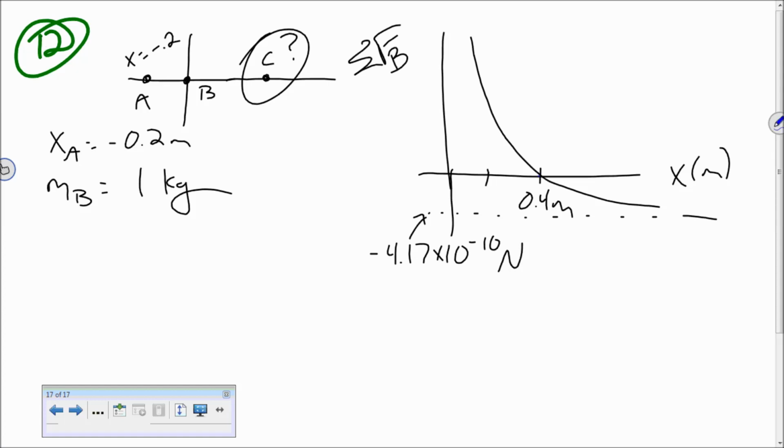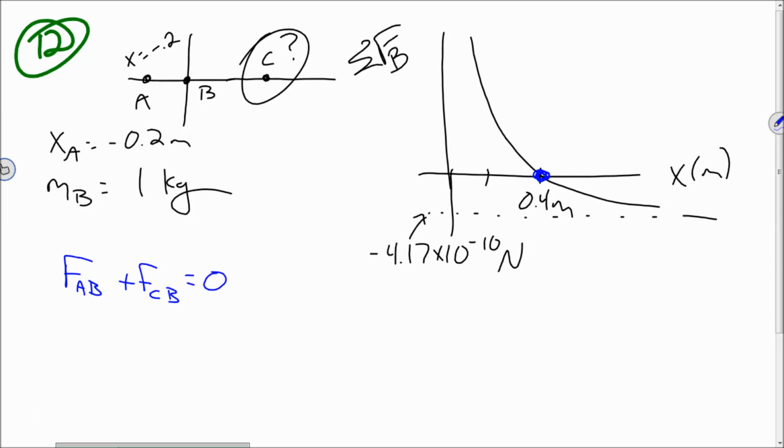But I see 2 points that I feel like should help me. I feel like this point right here ought to be helpful. What's that point telling me? Good. It's telling me that the net force when your position is 0.4 is 0, right? So that means that blue point is telling me that if I calculate the force of gravity between A and B and the force of gravity between C and B at x equals 0.4, I ought to get 0, right? So that's going to be my first equation.